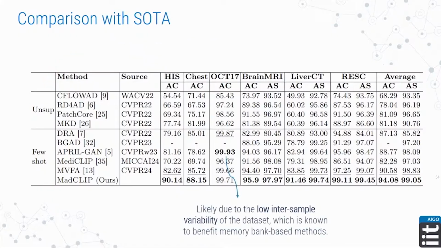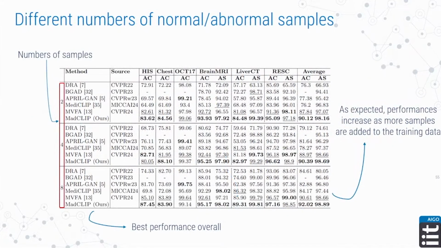Okay, I don't want to discuss this OCT data because it is a little bit particular, but let's assume all the others, and you see also in the average, we are getting better results over all datasets, also with respect to the state of the art, using just two samples per class. So two samples for normal and abnormal, four or eight. So essentially, this few-shot setting seems to work better.